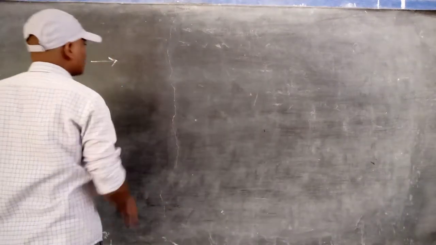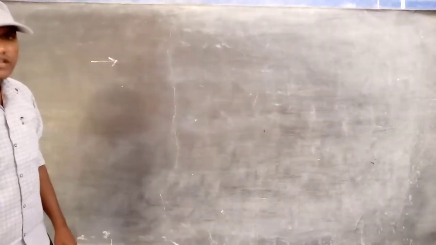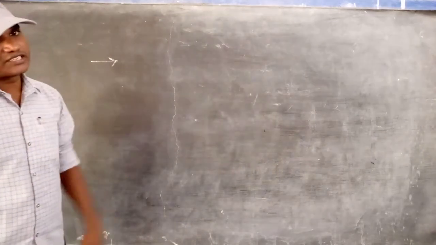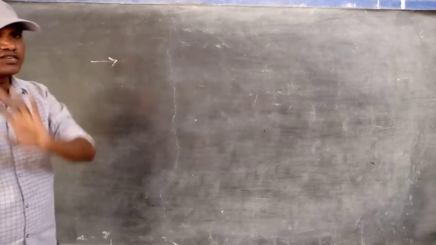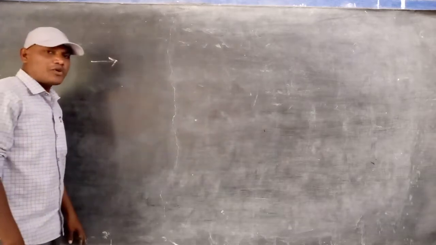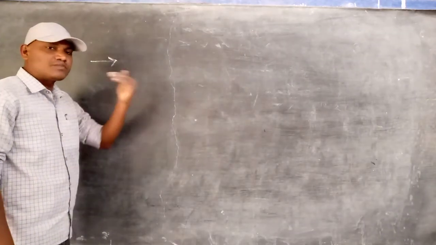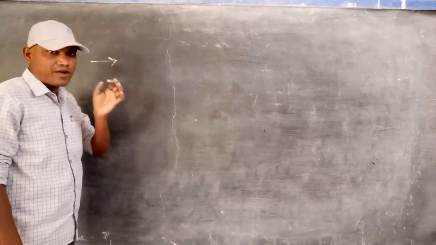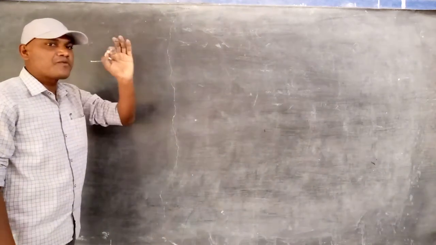What is the SI unit of pressure? Pascal, or Newton per meter square. 1 Newton per meter square is equal to 1 Pascal. We know very clearly how much atmospheric pressure is acting: 1.01 into 10 power 5, which is nearly 10 power 5 Pascal.